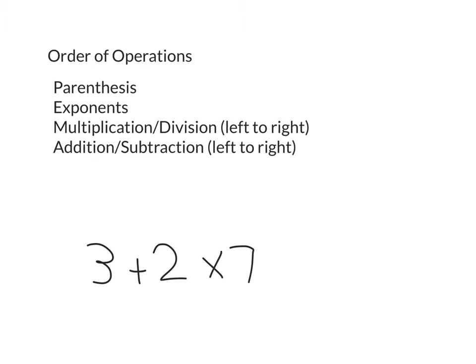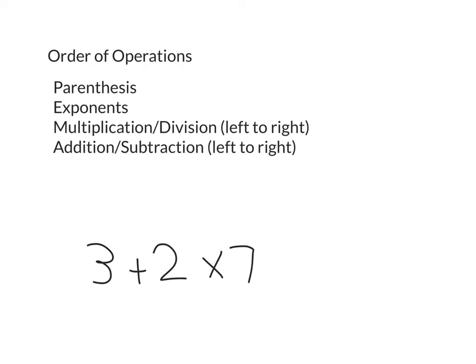So we're going to review what's called order of operations. Order of operations is just the way that you go ahead and do the different multiplication, division, addition, subtraction, exponents, and parentheses, the order that it is agreed upon mathematically that you are required to do them to get the correct answer.